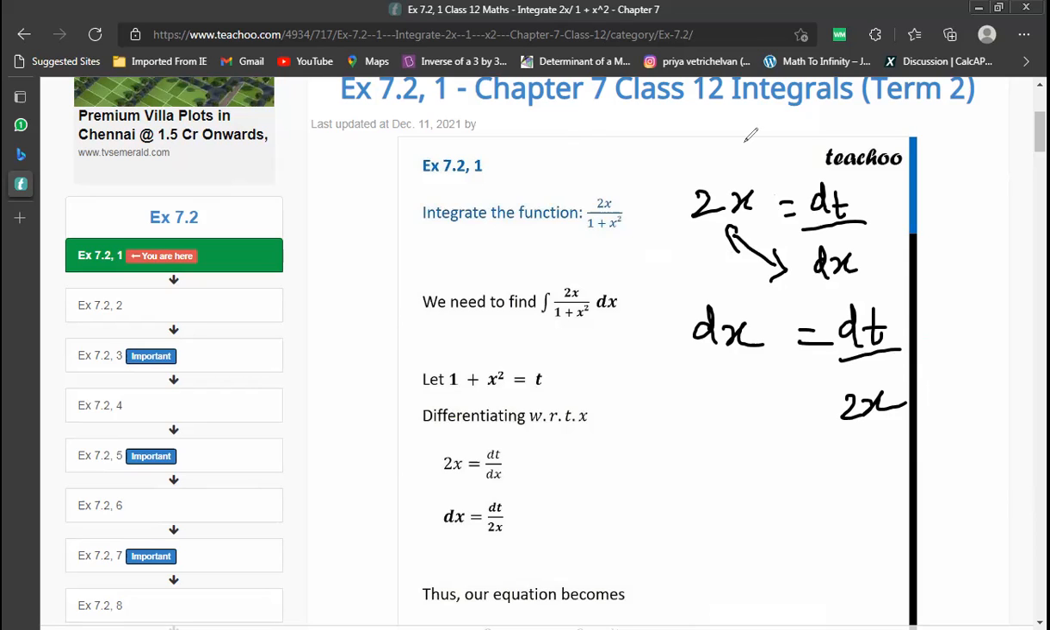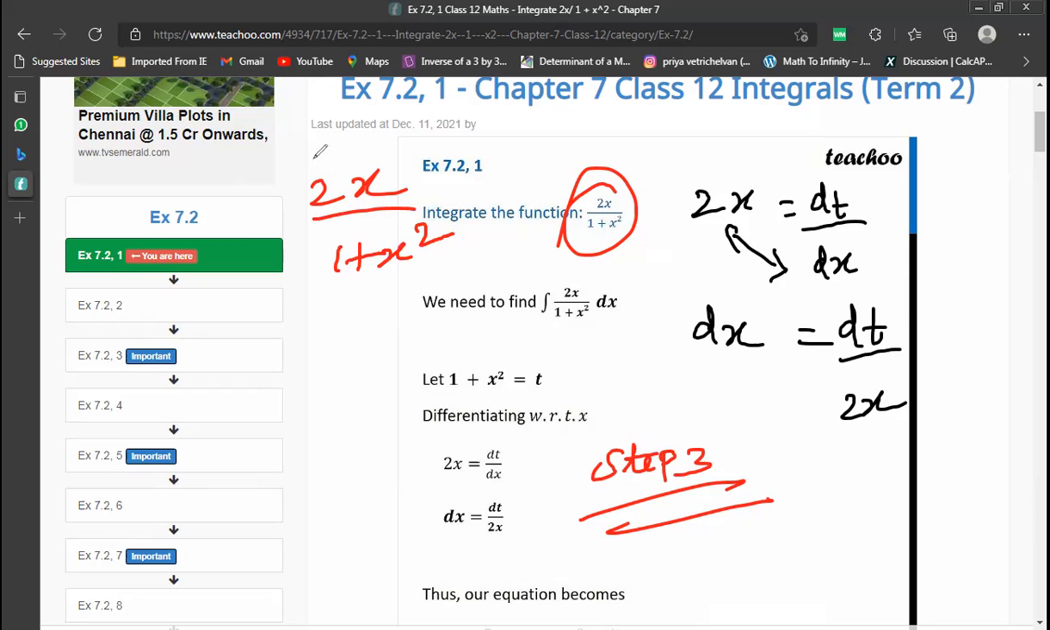Now we are going to perform the step 3. In step 3, we are just going to change the question, which is in terms of x, into in terms of t. We are just going to change the variable x into t. First, let's write the question. It's integral of 2x upon 1 plus x square dx. This is how we'll represent the question. What is 1 plus x square? We assumed 1 plus x square is t.